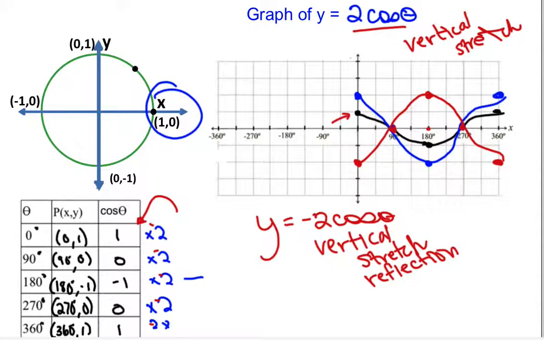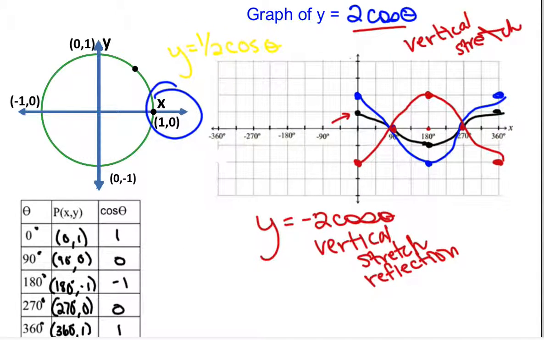And if we did have a vertical shrink, I'm going to make it yellow. It would be 1/2 cosine theta. So instead of all of these being multiplied by 2, all of this would be multiplied by 1/2. So if all of it was multiplied by 1/2, the zeros would not change, but all of these ones and negative ones would be half of that. So if I went to graph this one, instead of going up 1, it would go up 1/2, and that would be a vertical shrink or a vertical compression. The zeros are still going to stay the same. They never change.